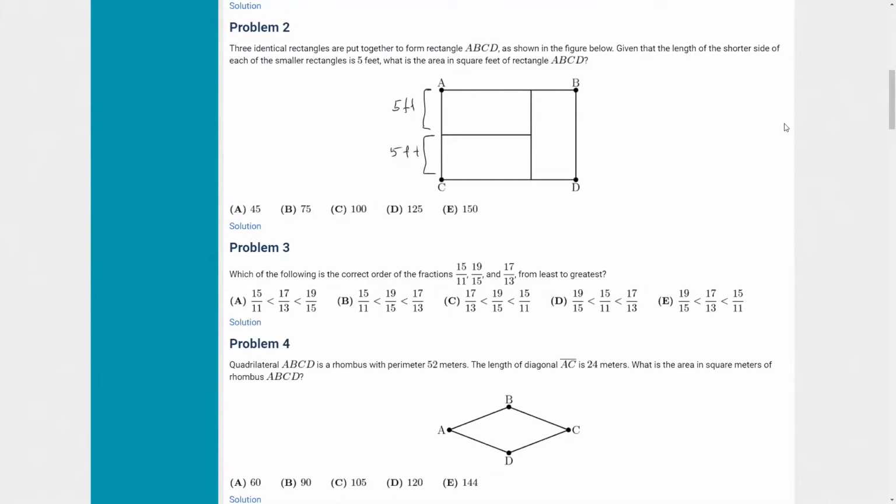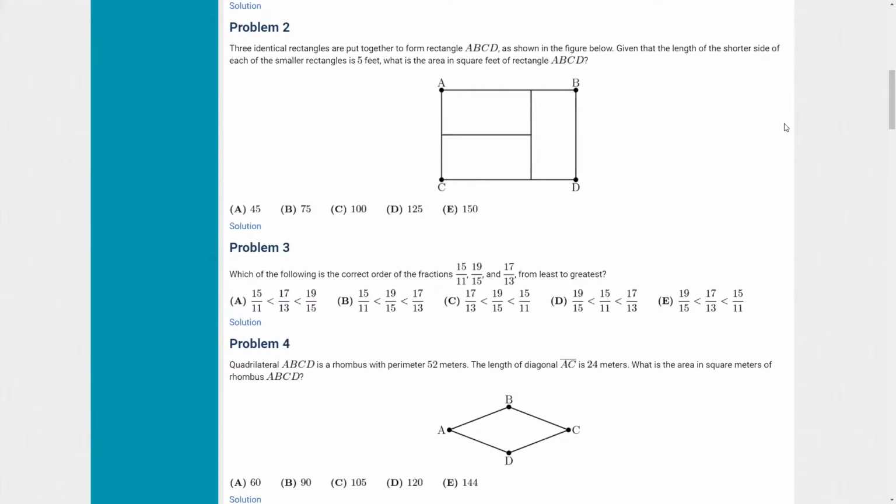So we are told that this length over here is 5 feet. So this length is also 5 feet. And that shows us that 2 of these shorter sides fit into one of the longer sides. So the longer side is 10 feet, shorter side is once again 5 feet. So in total, the dimensions of this larger rectangle ABCD is 10 feet by 15 feet, giving us an area of 150 feet squared. Answer for 2 is E.